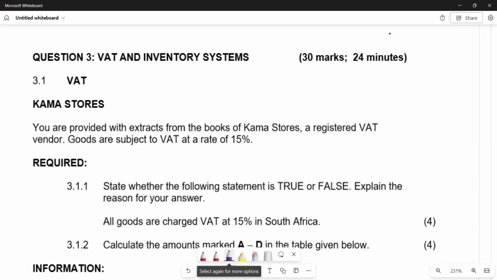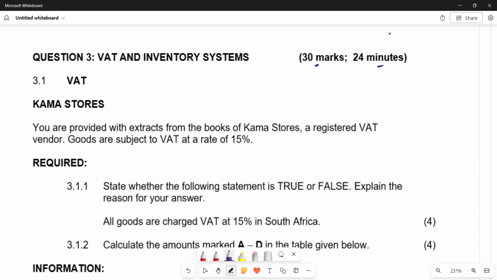In this video, I want to look at the question on VAT and individual systems, whereby our question has got 30 marks and requires you to spend on average 24 minutes on this question. It's on Karma stores, and it reads that you are provided with the extracts from the books of Karma stores, a registered VAT vendor. Goods are subjected to a VAT at a rate of 15%.